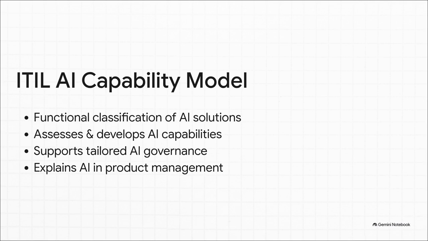You can think of this as your strategic playbook for AI. It offers a functional classification of AI solutions so you can genuinely assess and develop your capabilities. Crucially, it supports tailored AI governance. This helps you figure out exactly how AI can supercharge your product management, all while keeping a really tight leash on the associated risks and controls.